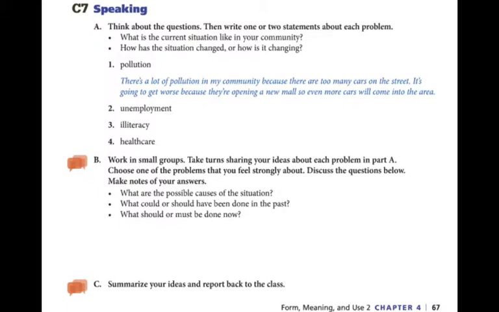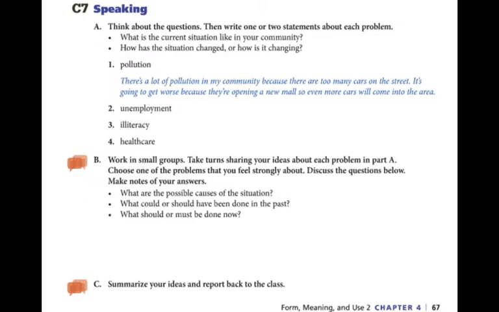Now, let's take a look at some other parts. In Part B, you need to think about one of the problems that you feel strongly about and discuss the questions and write statements. For example, what are the possible causes of this situation? What could or should have been done in the past? Could have been, should have been. What should or must be done now? What should be done now or in the future? What must be done now or in the future?